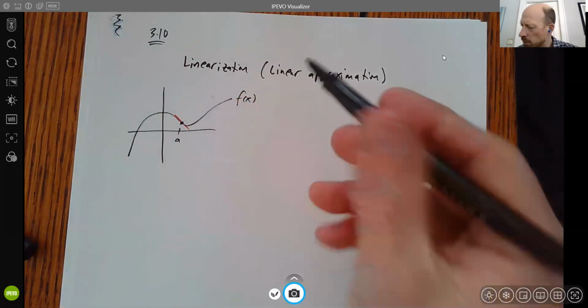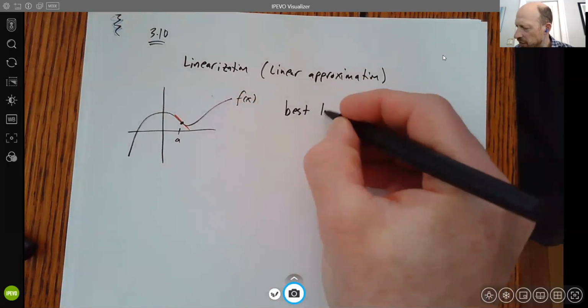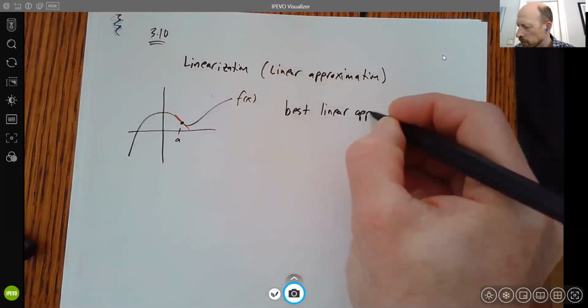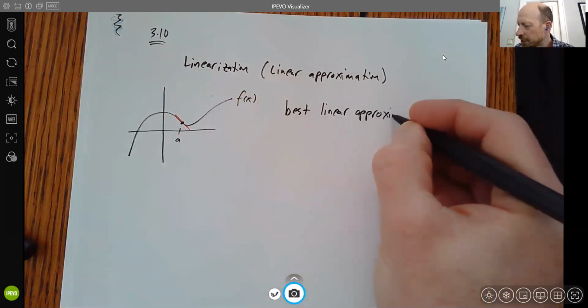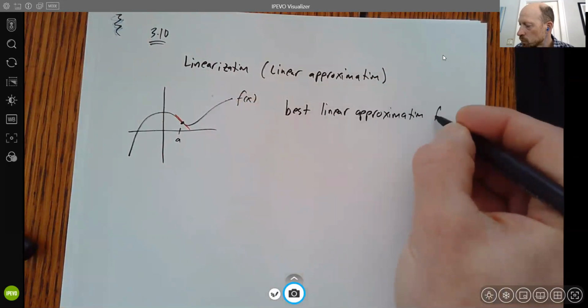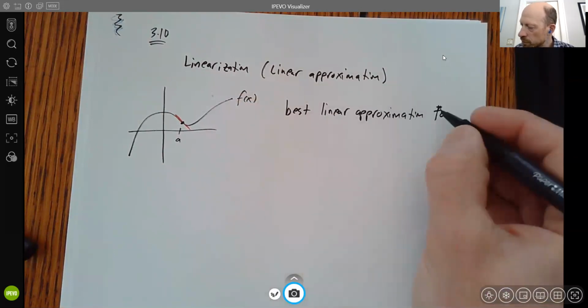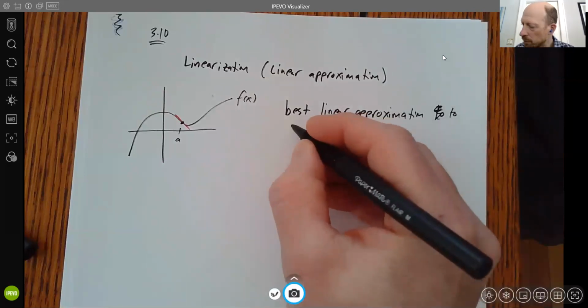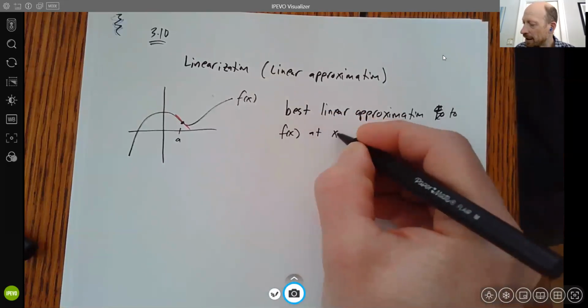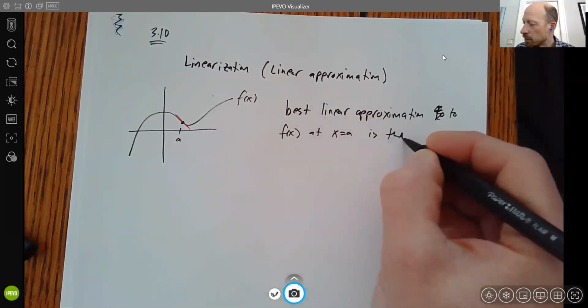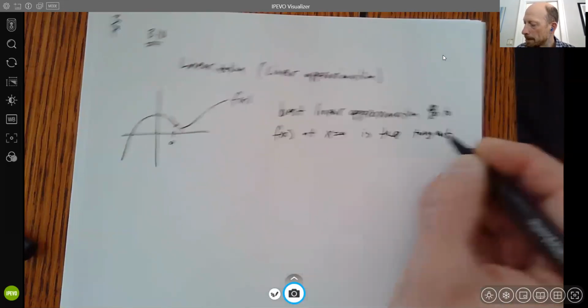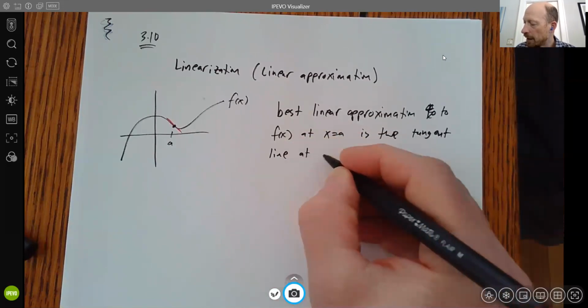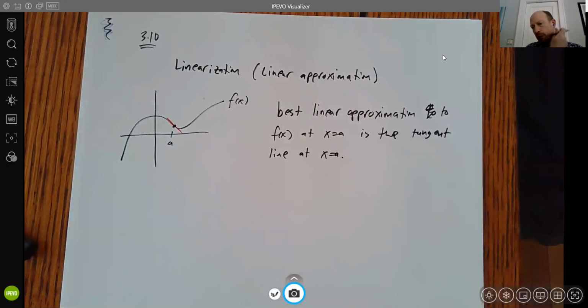So I'll say that here in words. The best linear approximation to f of x at x equal a is the tangent line at x equal a. So if you want to have something close as possible to the function at a point, and you want it to be linear, the best option for you is the tangent line.